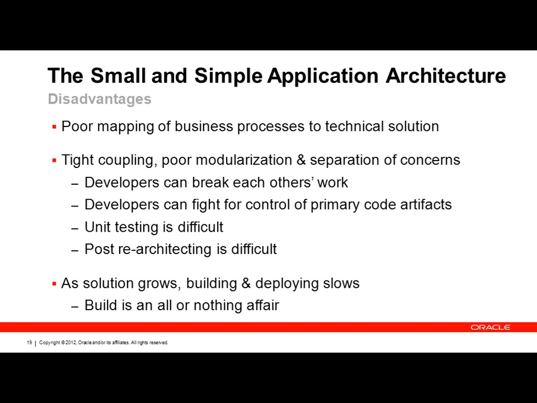From the disadvantage point of view for this particular pattern, well, one main point is that it is poor mapping of business processes to technical solutions. What does that mean? Well, a key reusable facility within ADF is bounded task flows. And bounded task flows are one of the truly powerful parts of the ADF framework. They really allow you to create nearly business processes, or a bunch of web pages that map to business processes, if that makes sense.